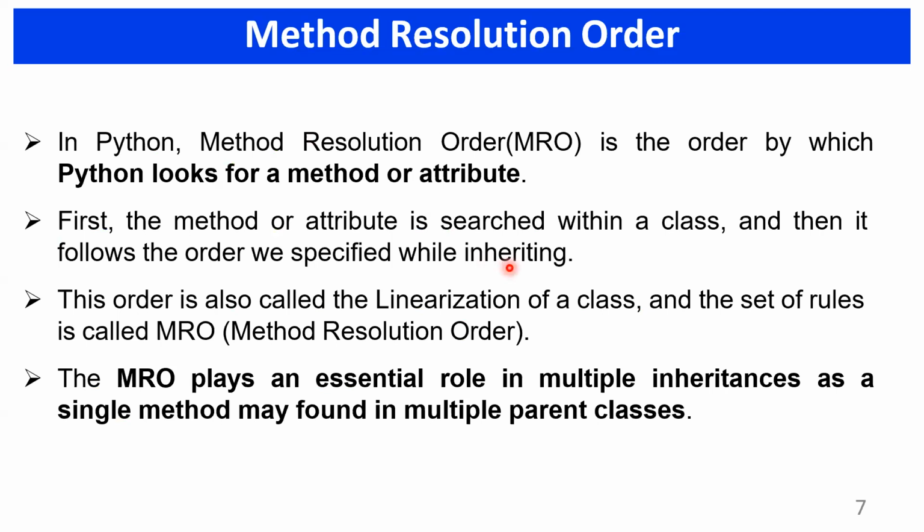First it searches in the child class. If it is not found in the child class, then the order of inheritance is followed. This order is also called the linearization of a class, and the set of rules that are used for invoking the method in the inheritance is called method resolution order. So MRO plays an important role in multiple inheritance, as a single method may be found in multiple parent classes.